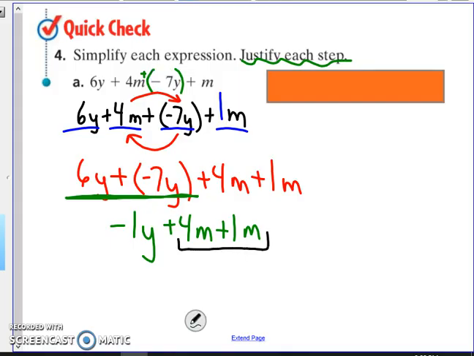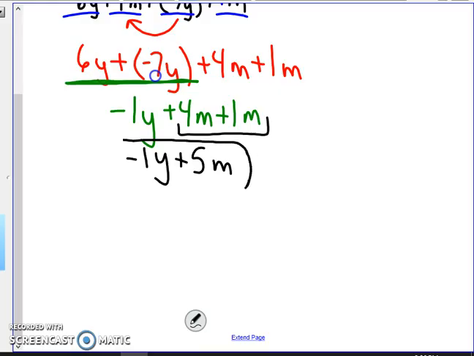These two terms both have m's. I can combine those. 4m's plus 1m is 5m. So now I have negative 1y plus 5m. Now you've got to ask yourself, can I combine those? Can I add them together? The first term has a y, the second term has an m. I cannot combine those. If you like to think of real objects, yo-yos and marshmallows. I can't add yo-yos and marshmallows together and have the same thing. So this is actually your answer.